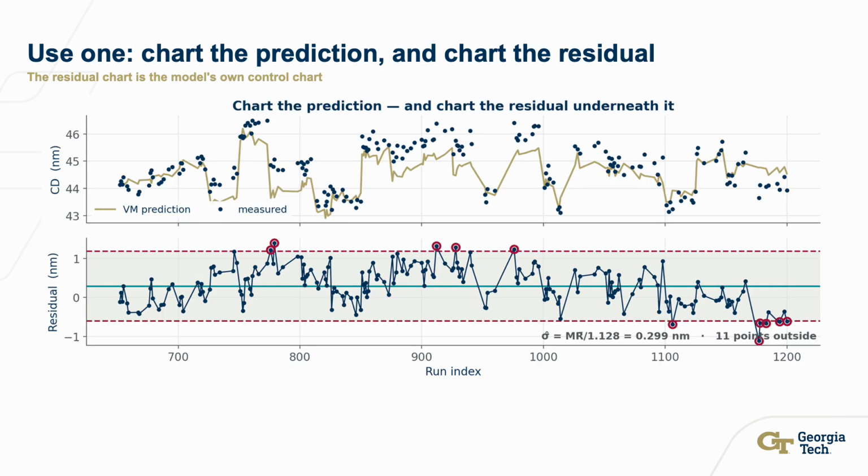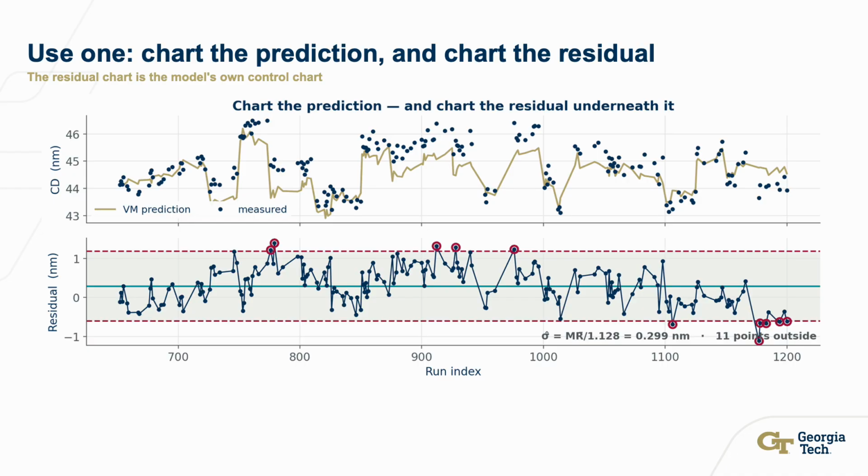Use 1. Monitoring. And this is where lecture 3's warning becomes an actual chart. The prediction is gold and the measurement you still take is navy. This is an obvious chart and it is the less useful one. It mostly tells you the process is moving around, which we knew.